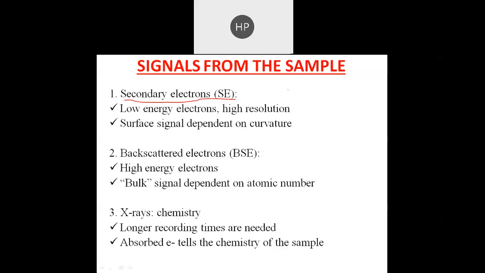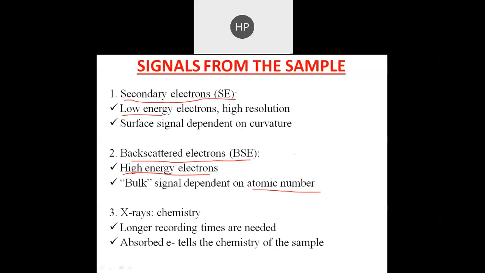Then the second is the backscattered electron. Backscattered electrons are high energy electrons, while these secondary electrons are low energy electrons. And the bulk signal depends upon the atomic number of the specimen. That's how we get that signal: the bulk signal totally depends upon the atomic number of the specimen.